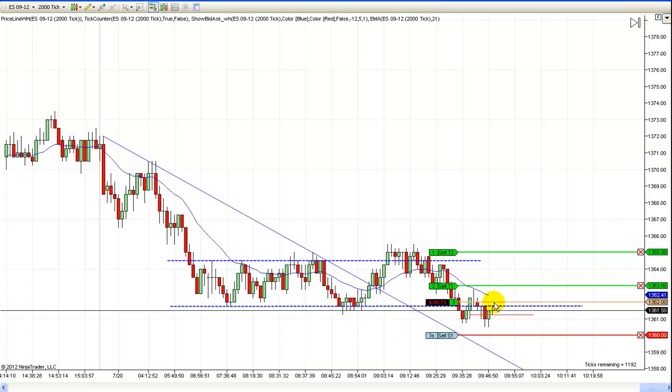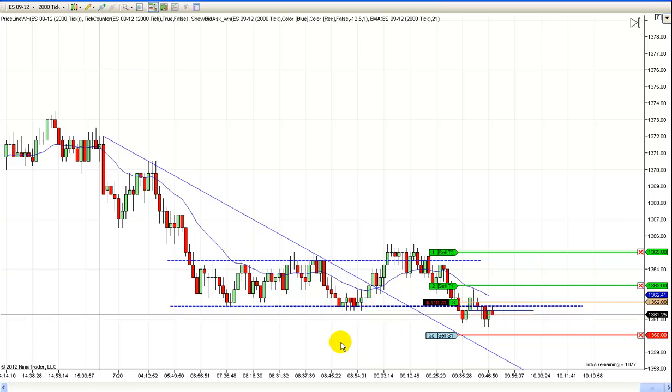We need a close back up above our resistance or support line. That's our support line, which is now kind of acting as resistance. We need a close back up above that.